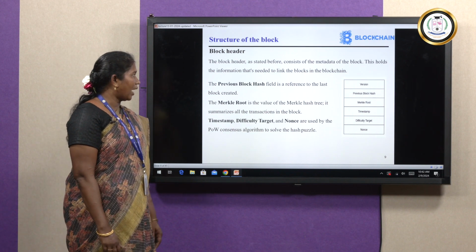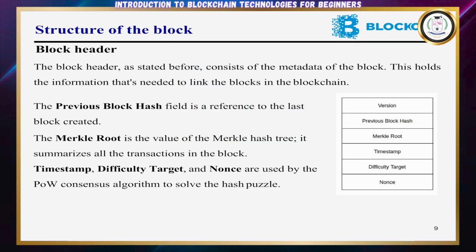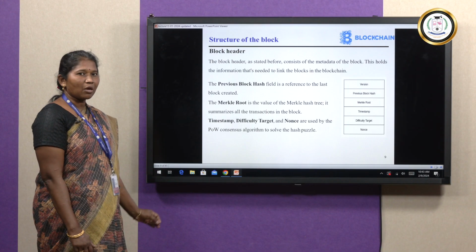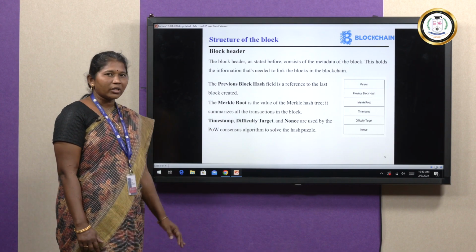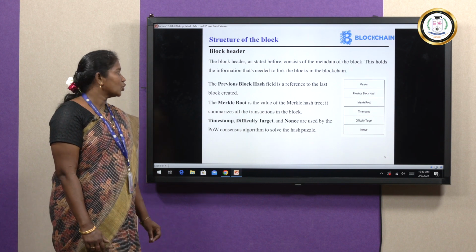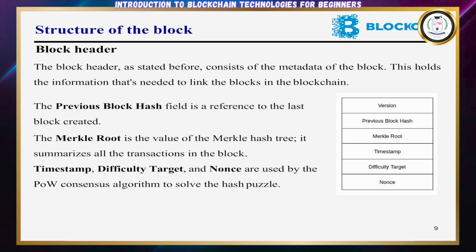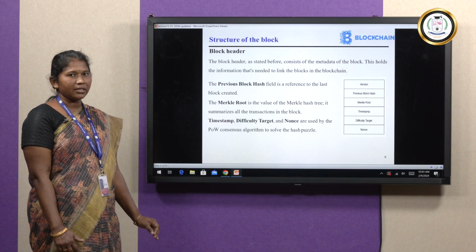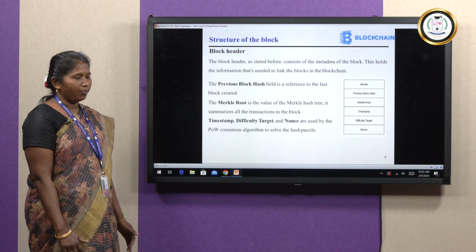So the previous block hash represents the last block creation, and the Merkle root is a hash tree representation of your transaction blocks, which summarizes all the block information. And timestamp, at what time the block was created, will be included there. And then difficulty target, which is the target we are going to achieve related to the block. And nonce means the number used once, which will be created for the block hash.